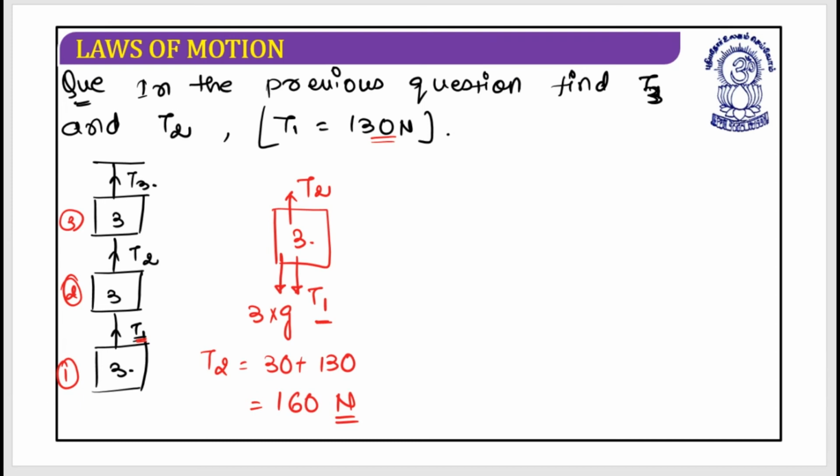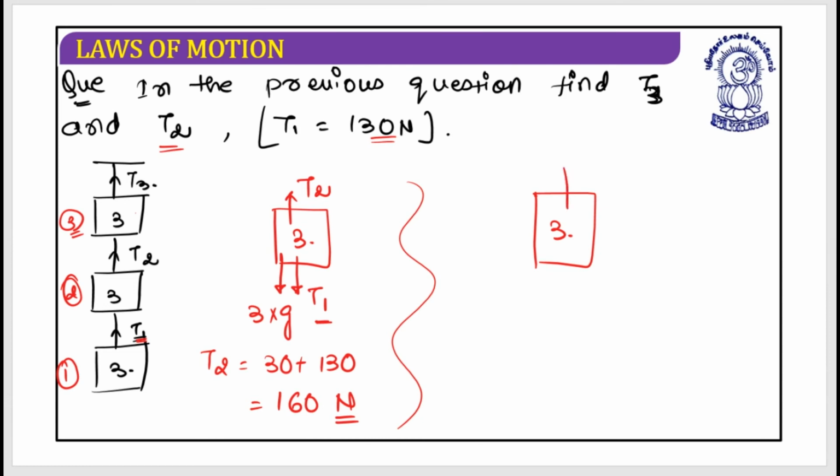Is it clear? So you did one of the tasks. Now let's work on the next task. It is the force applied on this third block, the tension. So again, this is a 3 kg block.